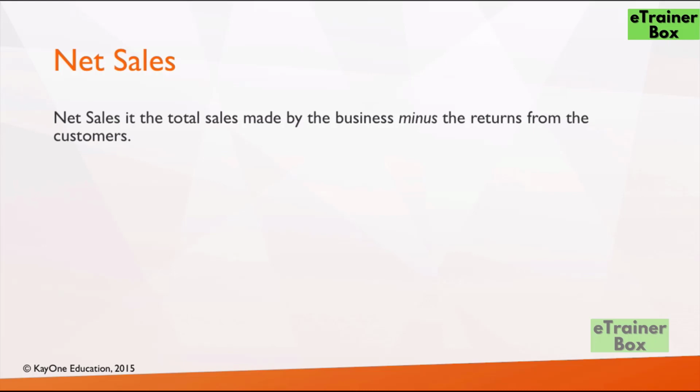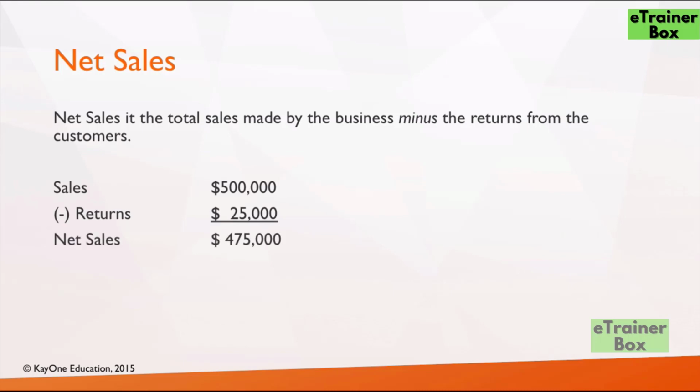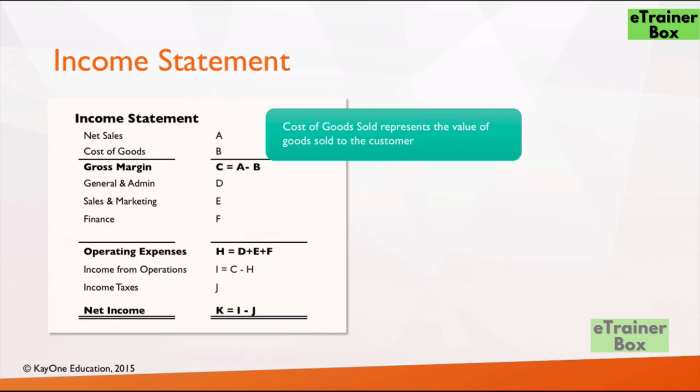Similarly, net sales is the total sales made by the business minus the returns from the customers. So let's assume a business has sold goods worth $500,000 during a month. And let's assume there are returns from the customers worth $25,000. And therefore, net sales in this case is $475,000.